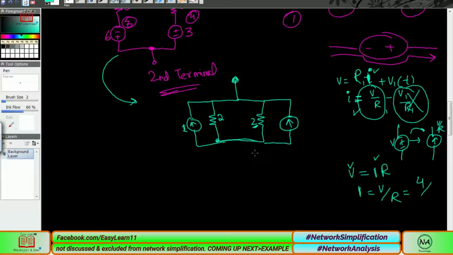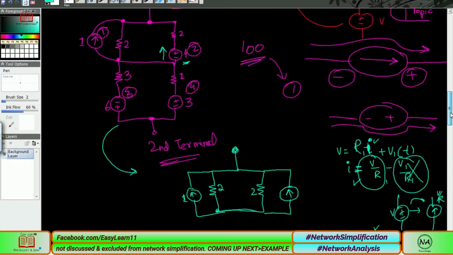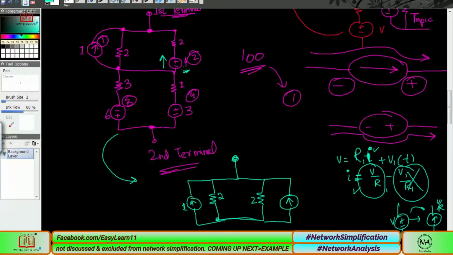The resistance that was in series with the source, not this resistance, not this resistance. Make sure that you choose the right resistance. 4 over 2, the answer will be 2. So this is the value when we convert the voltage source into a current source. Earlier, in the case of the voltage source, it had a value of 4 volts, but now when we convert it into a current source, its value changes and it becomes a 2 ampere source.